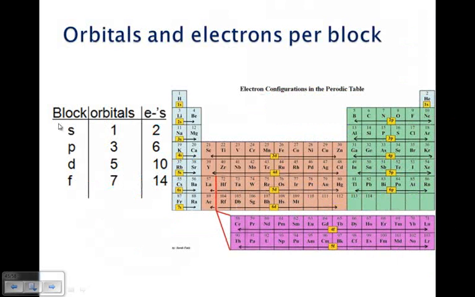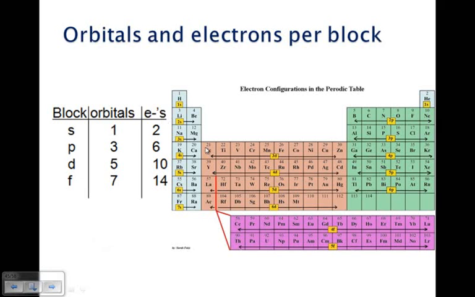So let's just take a look at the blocks here. So we have the s block. There's one orbital. It's a spherical orbital, and it holds 2 electrons. When I get to the p's, within a shell or an energy level, I have 3 orbitals. Each can hold 2 electrons for a total of 6. Remember, the p's are shaped like a figure 8, and there's 3 on each of the 3 axes. So there are 3 p orbitals. Each can hold 2 for a total of 6 electrons.